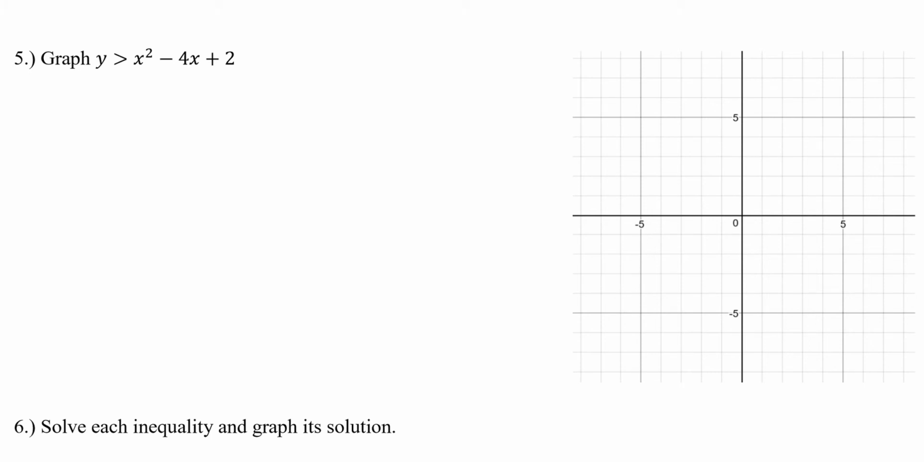Alright, on this problem we want to graph it, but typically we like it in graphing form, so we like it in y equals a times x minus h squared plus k, where the a value is in front. That's typically our graphing form. So what I have to do is make this equation look like that, and we do that by completing the square.